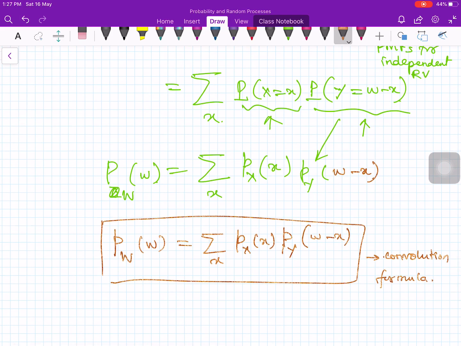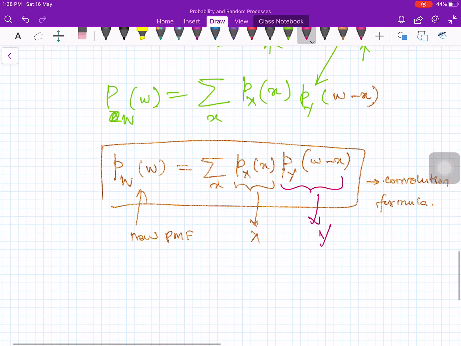So that means we are given the PMFs of X and Y and we produce a new PMF. This is the new PMF. So the PMF of X is given and the PMF of Y is given. Think of this formula as giving you a transformation to P_W of w. So you take two PMFs and you do something with them and you obtain a new PMF. What this formula does is nicely illustrated, sort of mechanically. So therefore let me take an example.